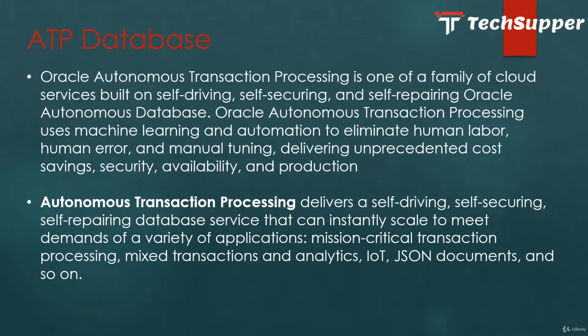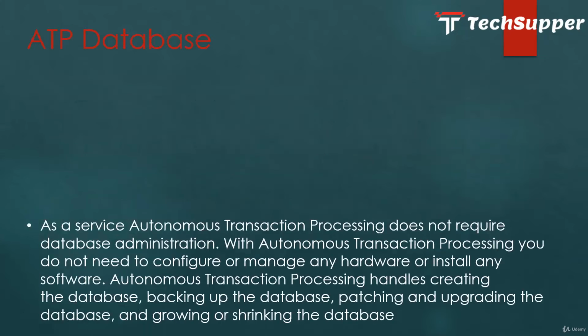Autonomous Transaction Processing delivers a self-driving, self-securing, self-repairing database service that can instantly scale to meet the demands of a variety of applications: mission critical transaction processing, mixed transaction and analytics, IoT, JSON documents, and so on. So it is a cloud offering of Oracle, built on the Oracle database. It is a very secure database, and it is basically used for high mission critical transaction applications.